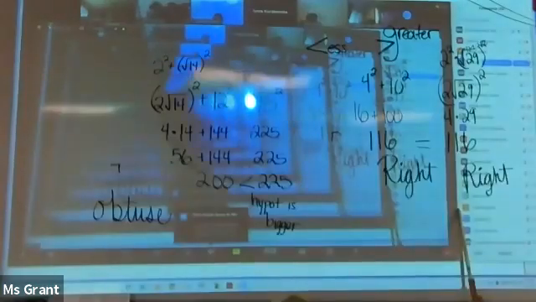Miss Grant, how did you get 225? Because I did 15 times 15. Is that not right? Oh, okay. I was just asking because I couldn't see it earlier. Okay, thank you.